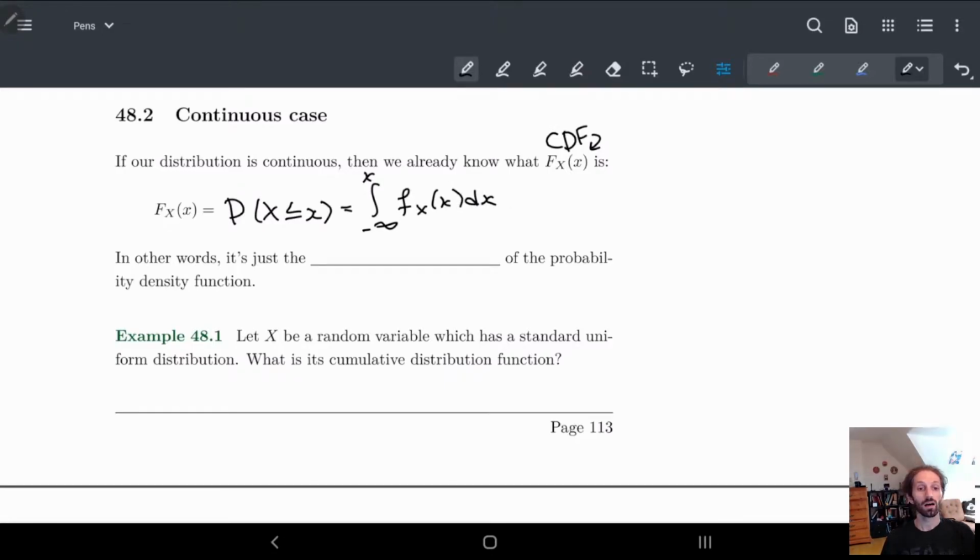Right? And so the main thing here is to note that I should not be using x because I have an x up top. So I should use y. So f sub X of y dy.